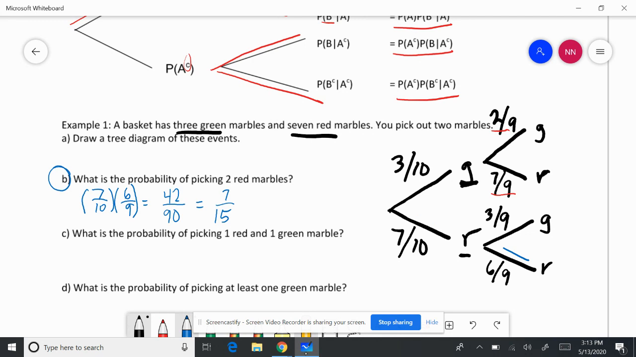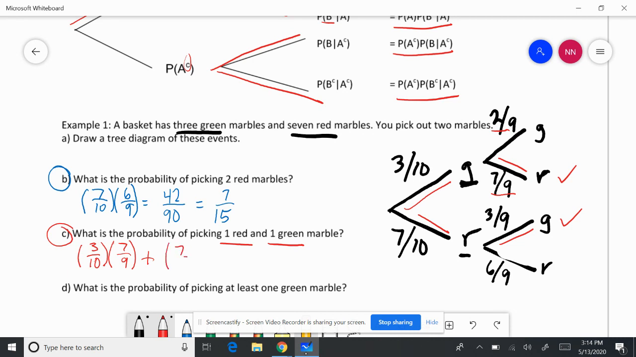Now, letter C is going to be a little bit different. It's asking what's the probability of picking 1 red and 1 green. Why this is more difficult is because we don't know the order. Either we could pick a green and then a red, or we could pick a red and then a green. We have both of those possibilities, so we need to find the probability of both. For the first one, green, red, we have 3/10 and 7/9. And we're going to add that to the red and then the green. So the red is 7/10 and the green is 3/9. Now when we multiply them, we get 21 over 90 and 21 over 90. And so that adds up to 42 over 90. And if we want to reduce it, we can. We don't have to. 7 over 15.